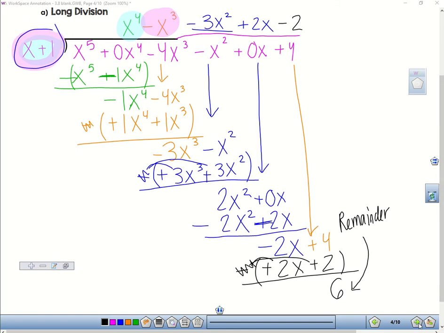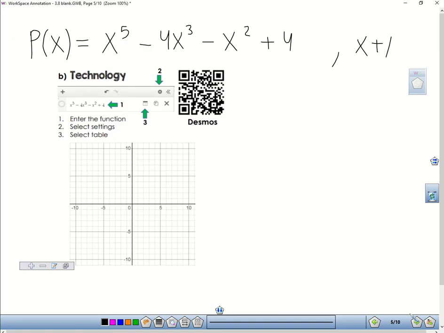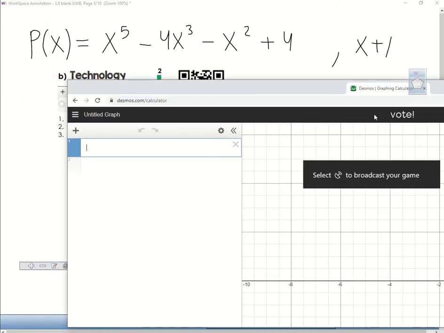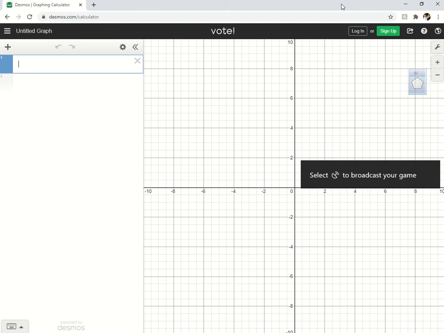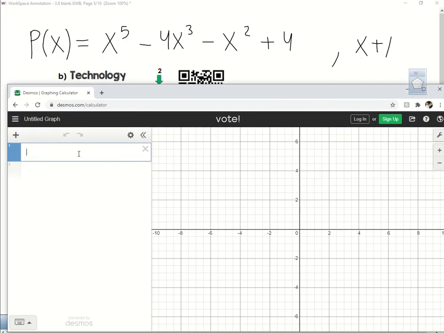Okay, so that's the first way you can figure out what p of -1 is, or p of any value. Now we're going to talk about a little bit of an easier way. This is using technology, okay? So I have Desmos open right here, and I'm going to teach you how to type this in. And it's not a bad idea to get some actual practice with this as well, because sometimes you just want to make sure you're typing everything in right.